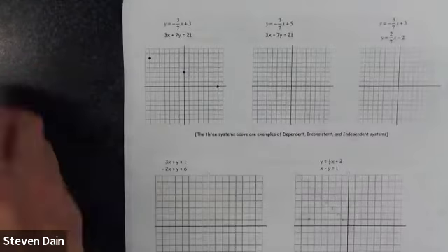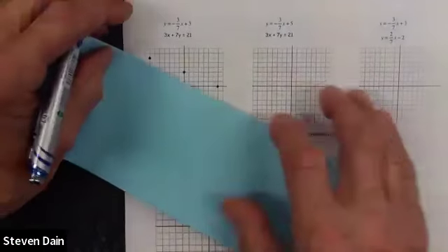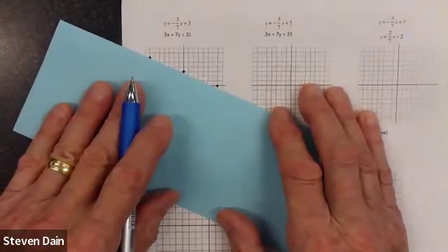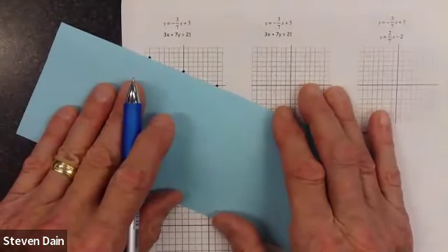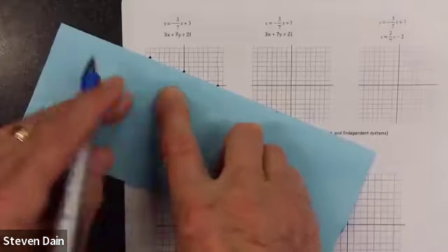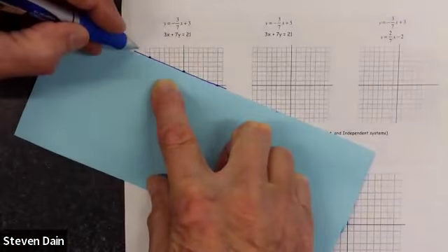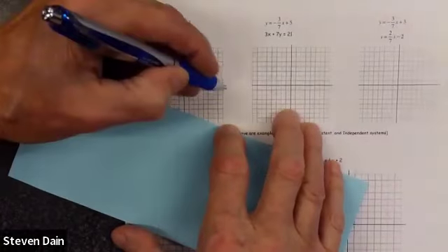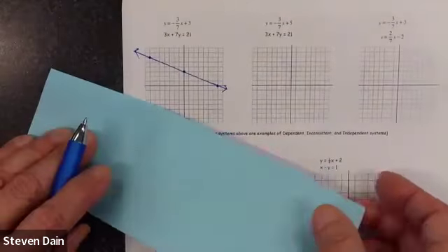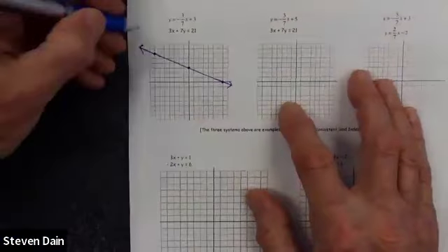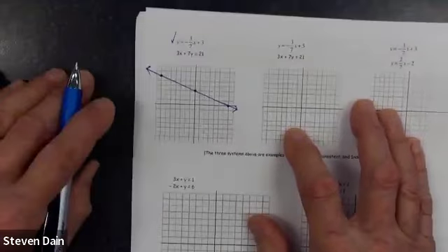Okay? Well, let me get my cheapskate ruler out and connect those. Very nice. Good job, Mr. Dane. So that's been taken care of.